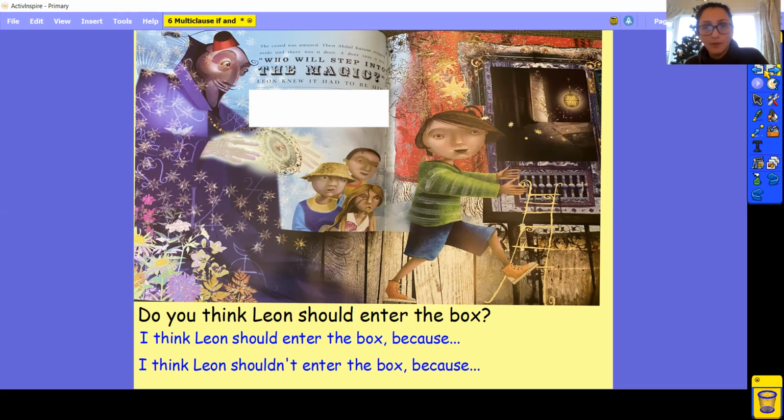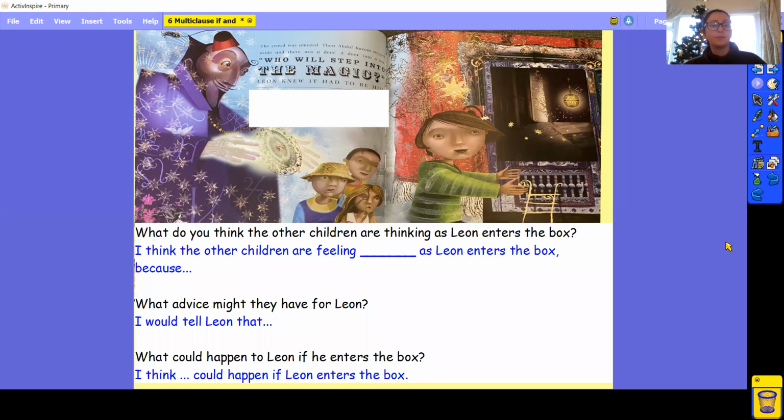Okay, so let's go on to my next question for you. What do you think the other children are thinking as Leon enters the box? So here we've got the other children. We've got little Mo, we've got Pete, and we've got the other child. And look at their faces. What do you think their faces are saying?